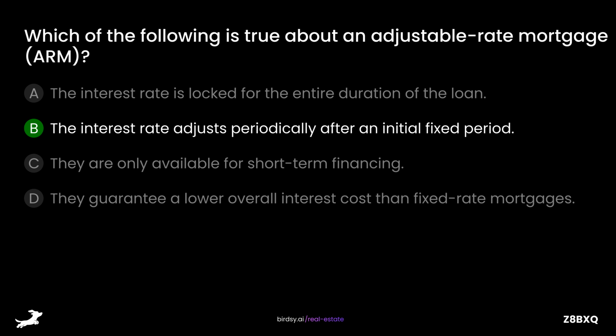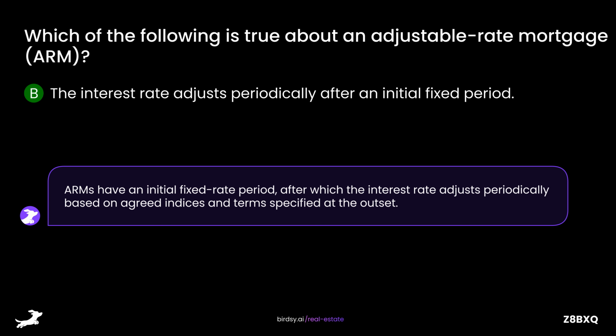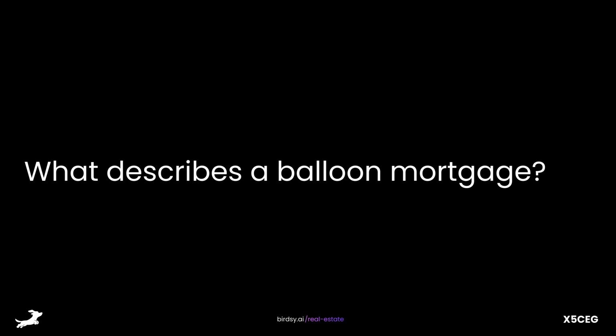The answer is B, the interest rate adjusts periodically after an initial fixed period. ARMs have an initial fixed rate period, after which the interest rate adjusts periodically based on agreed indices and terms specified at the outset. What describes a balloon mortgage?